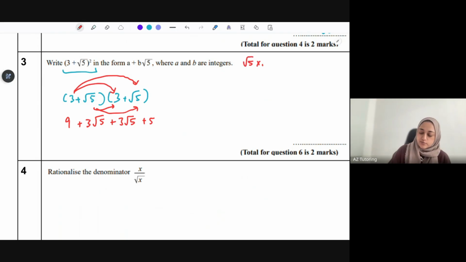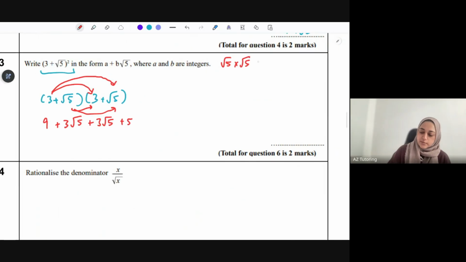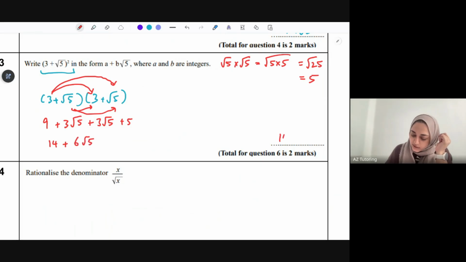If I had √5 times √5, that's the same as saying 5 times 5 under one surd, as we've said above with the rule. 5 times 5 is just 25, so we've got √25, and the square root of 25 is just 5. 25 is a square number, right? So whenever you're timesing two of the same surds together, that square root just cancels out, and that's the reason why. Now, collecting like terms, 9 plus 5 gives you 14, plus 3√5, 3√5, 6√5. That's our answer.